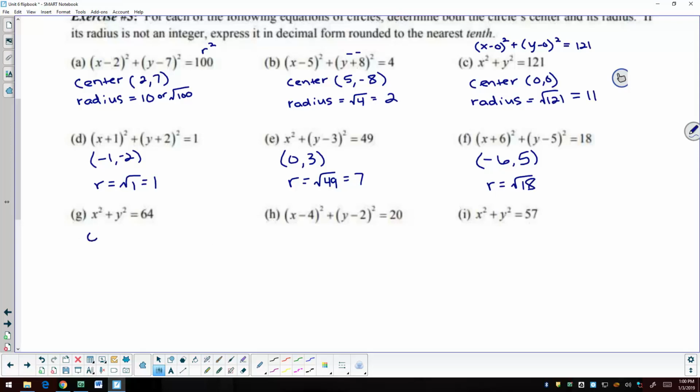The next one, the center would be at 0, 0, and the radius would be the square root of 64, which is a perfect square. It's 8. The next one, the center would be at 4, 2, and the radius would be the square root of 20. And the last one, the center again is at 0, 0. The radius is the square root of 57, which is not perfect, so you're going to leave it as the square root of 57.